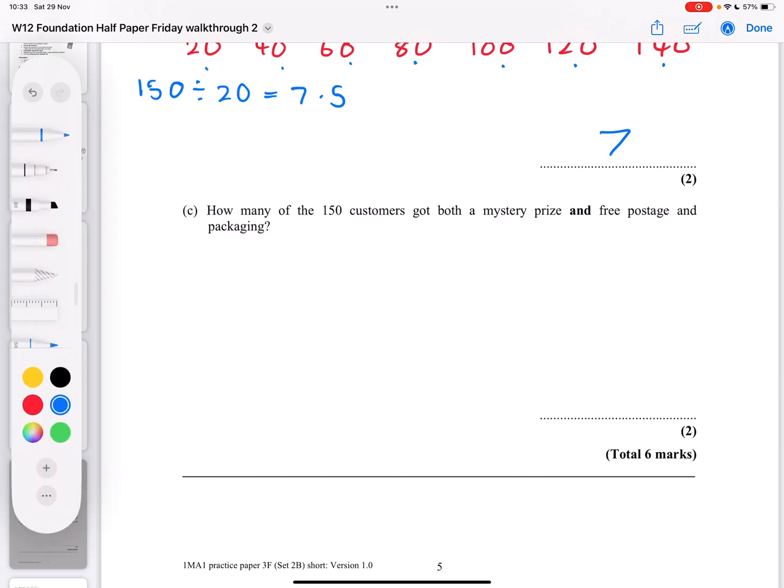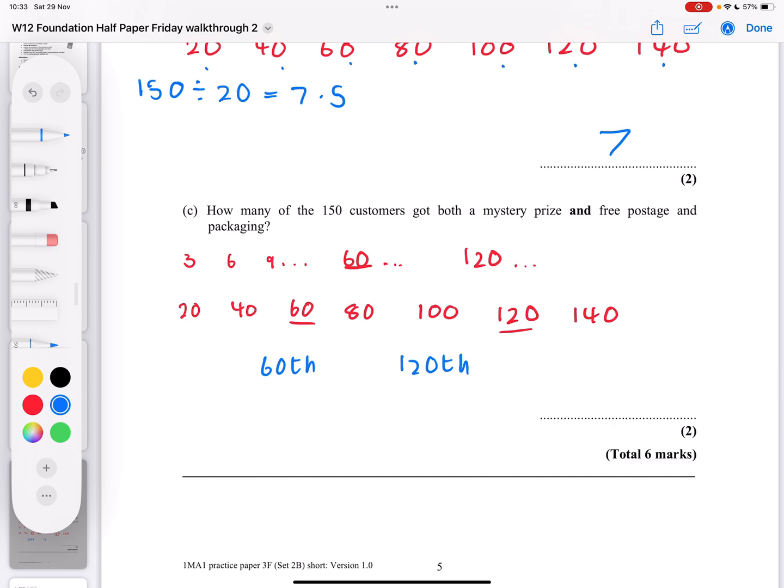Part C is how many of the 150 customers got both a mystery prize and free postage and packaging. So in this question we need to find all of the common multiples of 3 and 20. So if we focus on the multiples of 20, 60 is our first multiple of 3. So now our 60th customer gets both. And our 120th customer is our next multiple of 3 and of 20. And then we have no more customers that are both multiples of 3 or 20. So that gives us our 60th customer, and our 120th customer gets both prizes. That is 2.